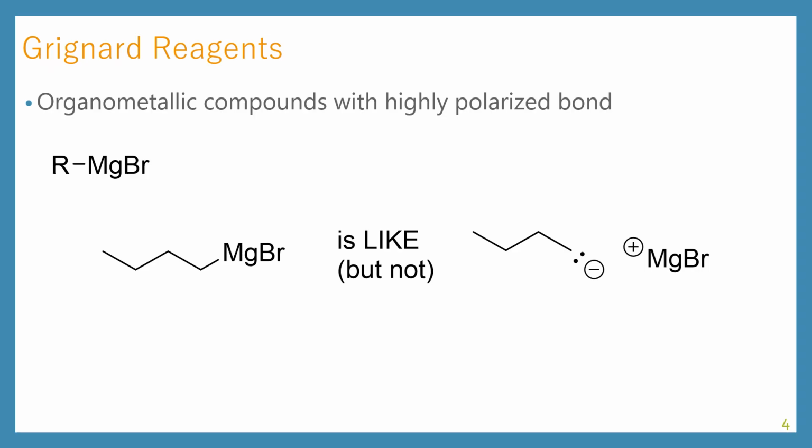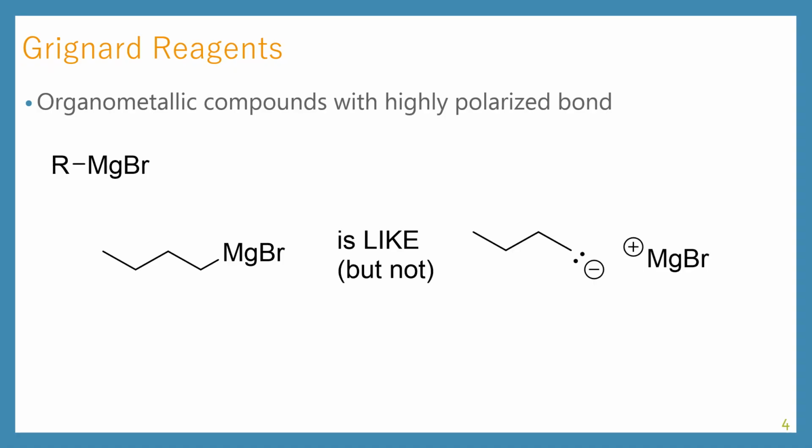So let's introduce a new type of nucleophile. We are now looking at our Grignard reagents. Grignard reagents are organometallic compounds that have a highly polarized bond, and they have the format R-MgBr. So this is really interesting. This isn't something we've seen before because we actually have a covalent bond between a carbon and a metal. And even more interestingly, the metal is actually inserted in between the carbon and a halogen. So everything about this is really new and different.